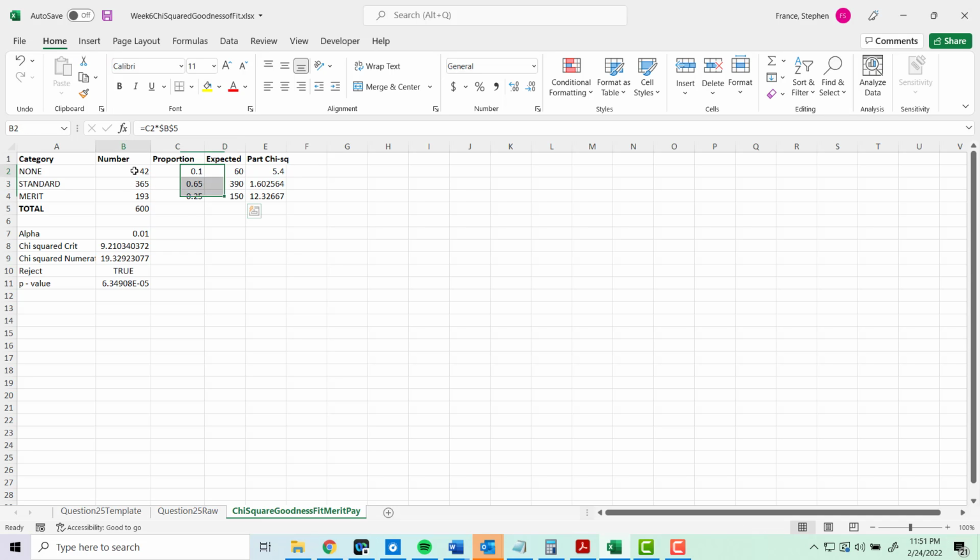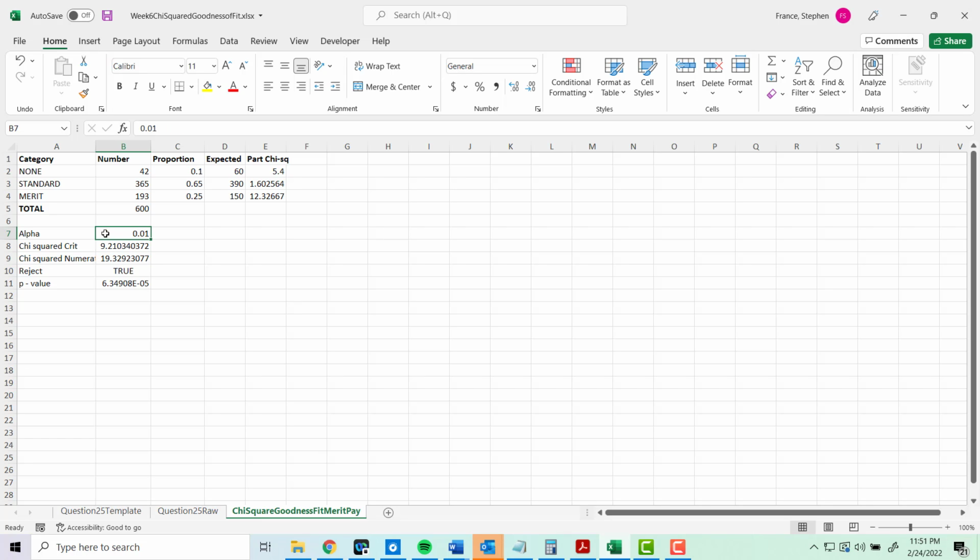We have the observed. So the chi-squared is observed minus expected squared all over expected. So for each of these probabilities, we do a partial chi-squared and we add them all up. So this is my chi-squared. It's going to be 19.329.